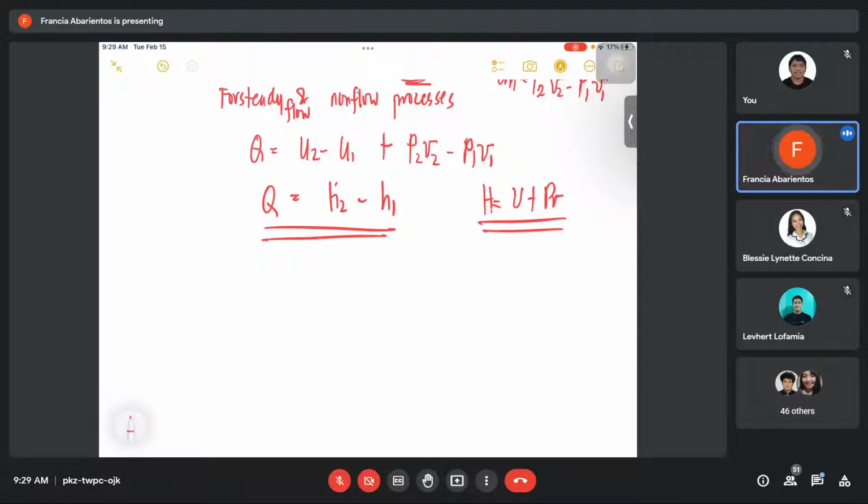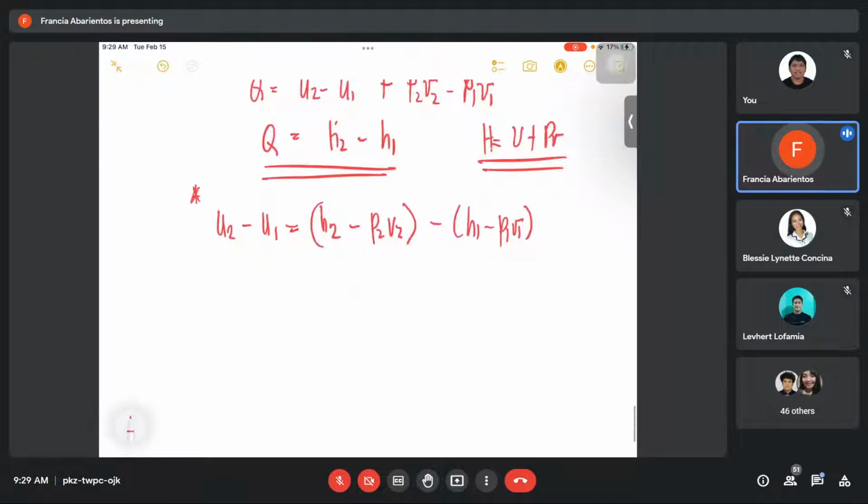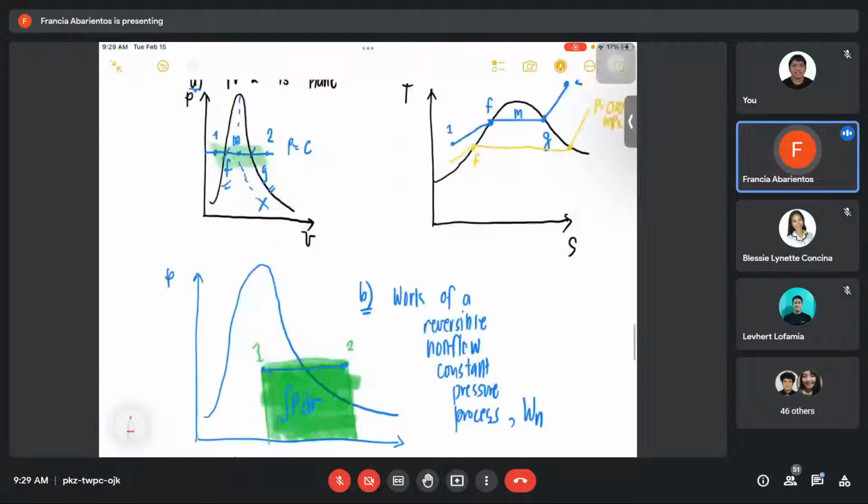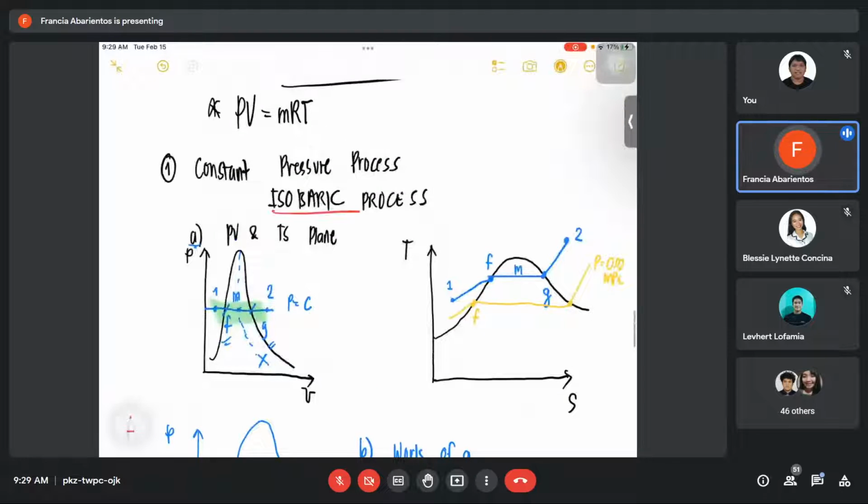If the change in a specific internal energy is desired, we can use the relation. We can use the fact that U2 minus U1 is equal to H2 minus P2 V2 minus H1 minus P1 V1. This is what you will go back to. Here, H is equal to U plus PV. So, this is just an example of the constant pressure process, the isobaric process.